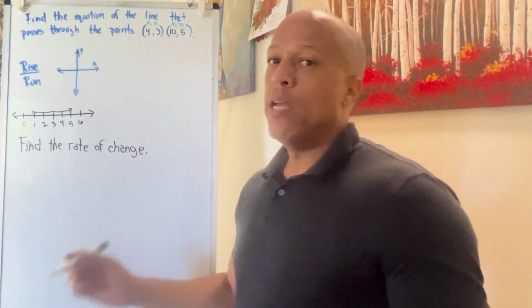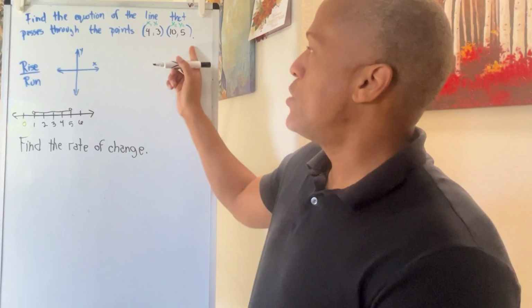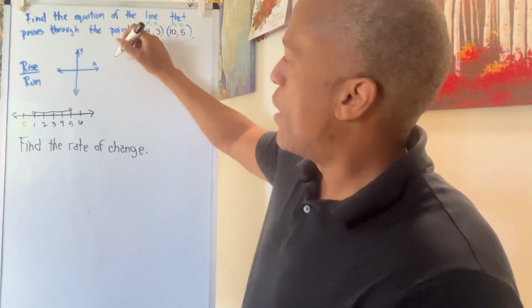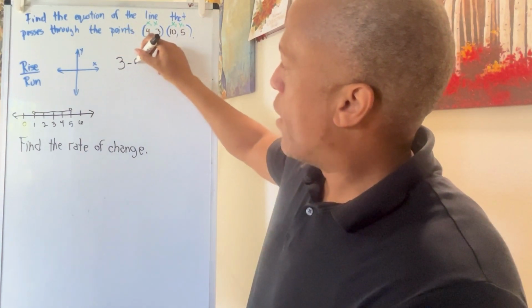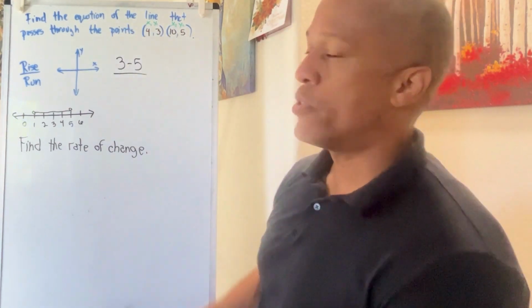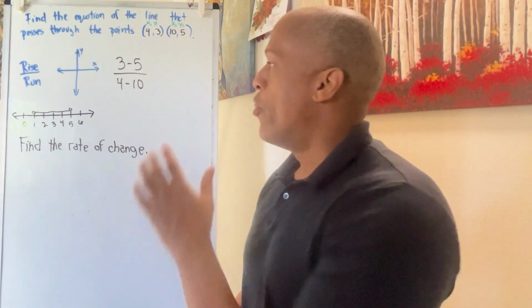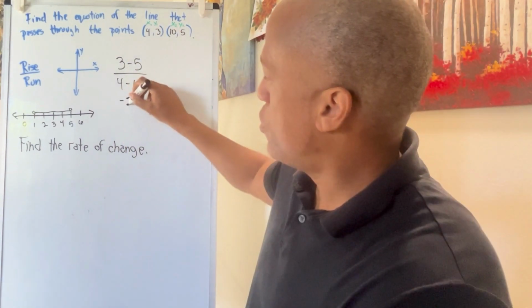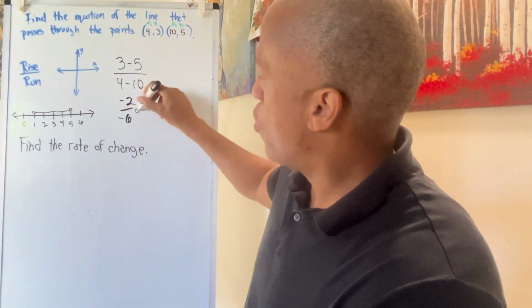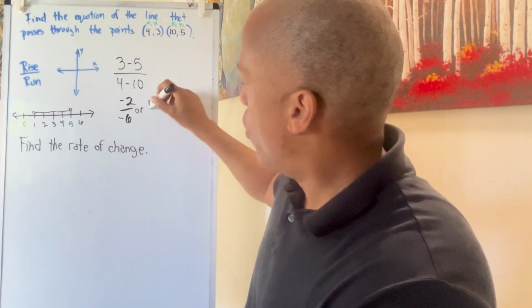So let's begin. With my rate of change, I have my 2 points here. My y values are up there. Now I can go 3 minus 5. Those are my y numbers. Then I'm going to go 4 minus 10 on the bottom. Okay. Now that right there is going to give me negative 2 over negative 6. Or if I reduce this completely, 1/3.